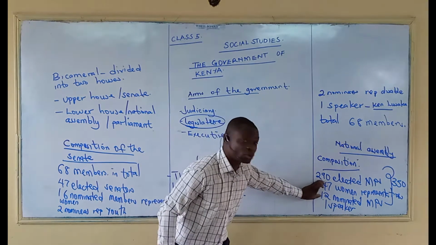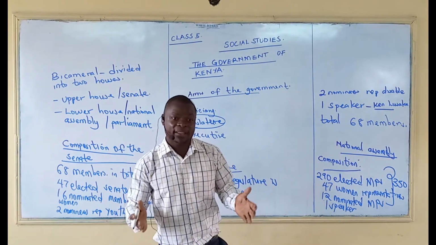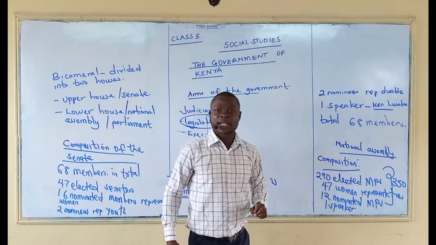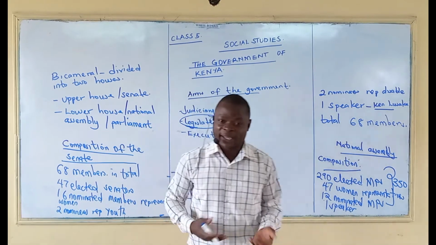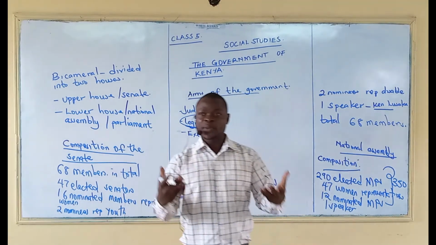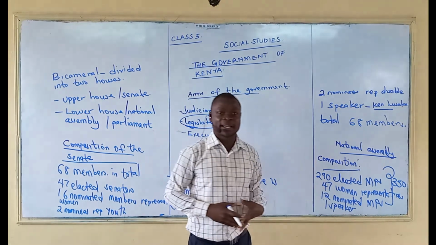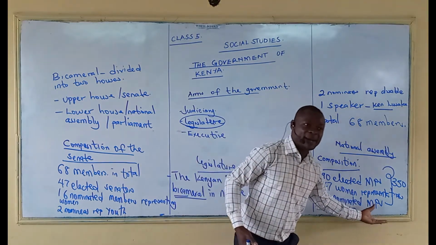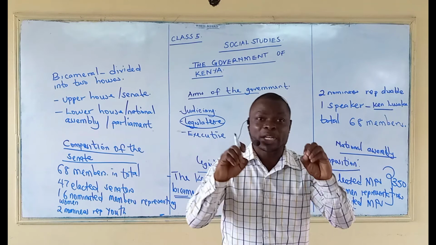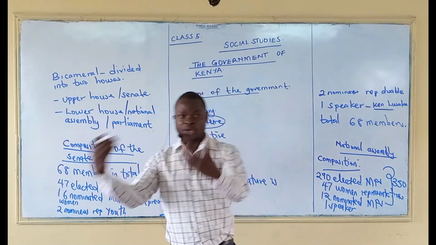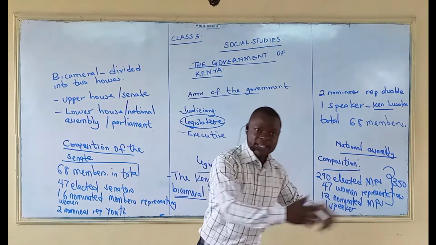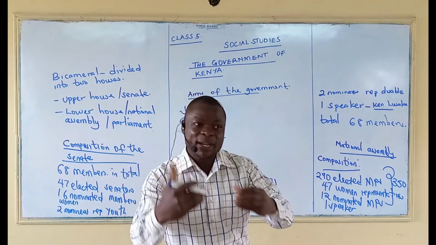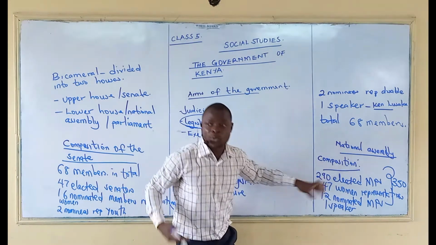Now, these MPs are 290. Remember, we've said that Kenya is divided into 290 constituencies. From each and every constituency, a member of parliament is elected to represent a constituency. Now, let's look at some possible questions from this. You could be asked, how many constituencies are there in Kenya? Somebody would say 210, somebody would say 290, somebody would say 47, somebody would say 68. All these answers are in social studies, but now we are interested in the correct answer.